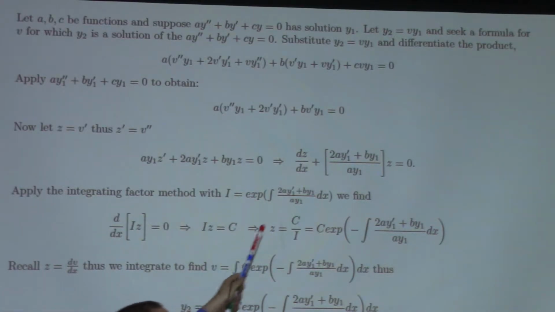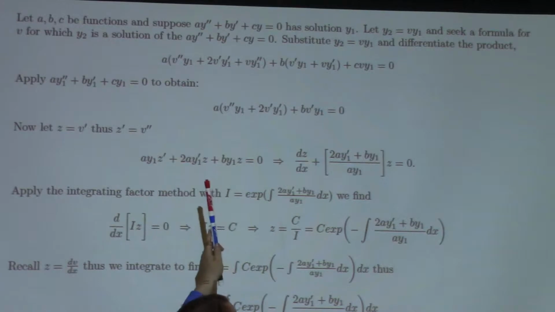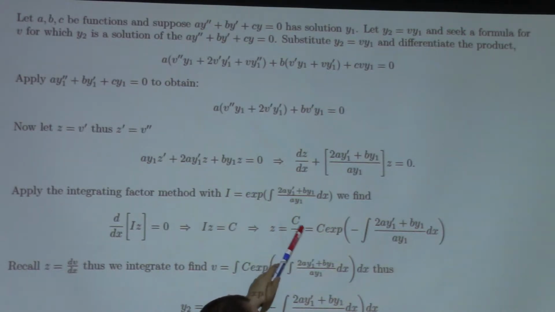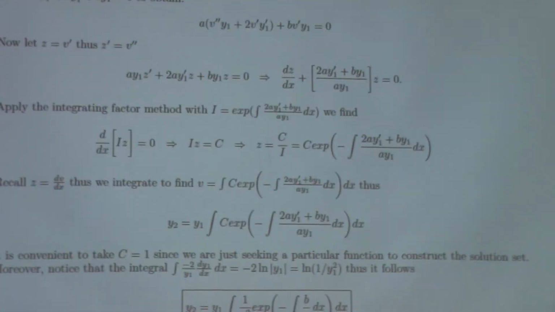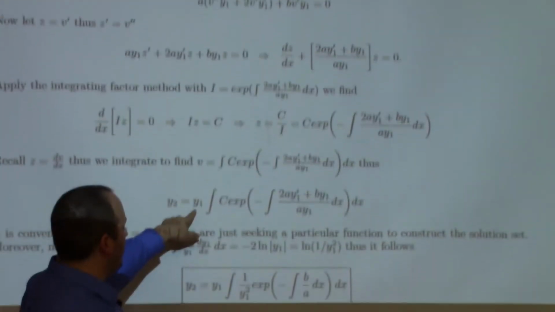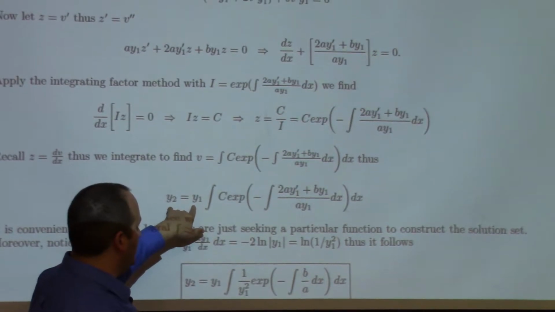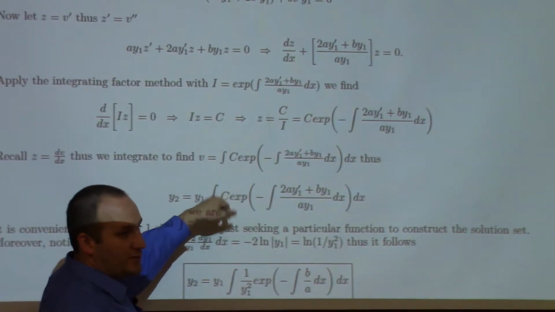The integrating factor is this monstrosity. And so, by the standard technique, we get z is c times the exponential of all that good stuff. But then, remember, that's not what we're after. We're not after z, we're after v. So then I have to integrate that, all right? So I have the integral of this integral, and then times y1, right? That's ultimately the solution.